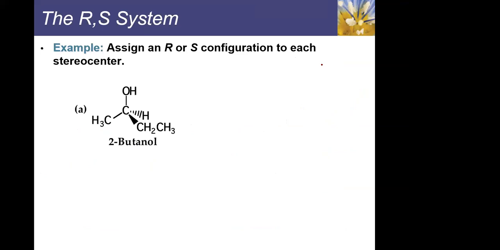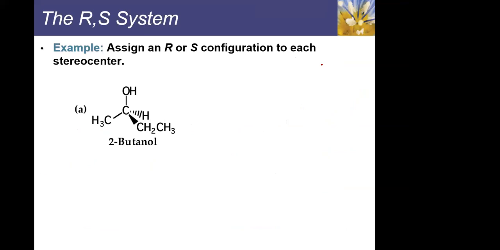Okay, now in the examination, we give you molecules like this. And we tell you, okay, tell me, is this R or is this S? Which among the following have R configuration? We give you 4 molecules. Which among the following have S configuration? How do you attack this problem?